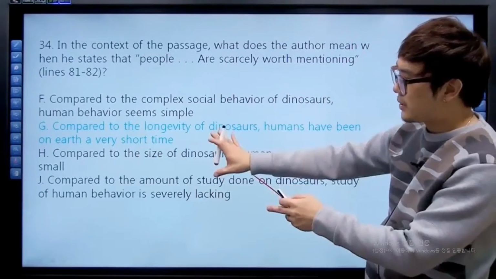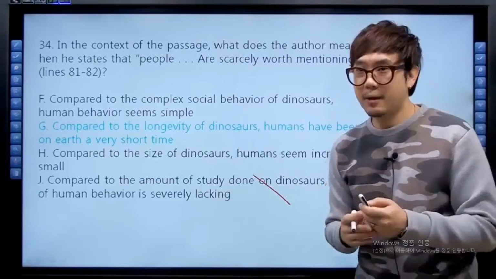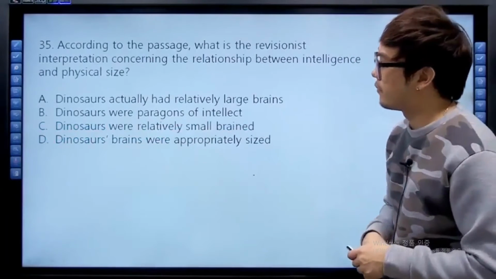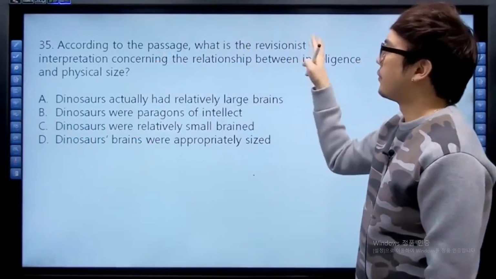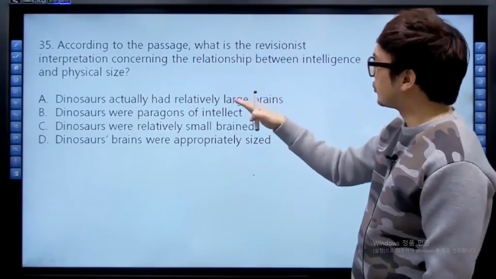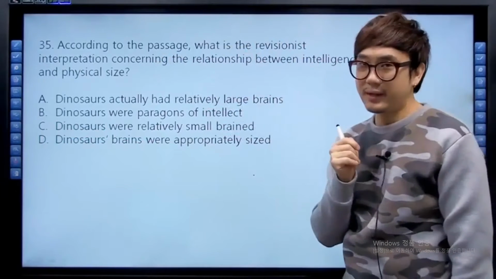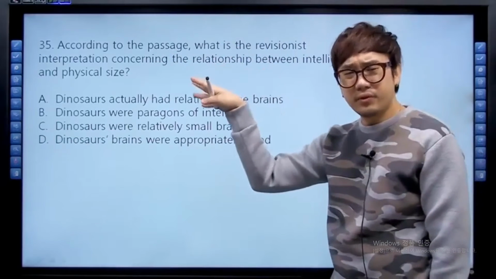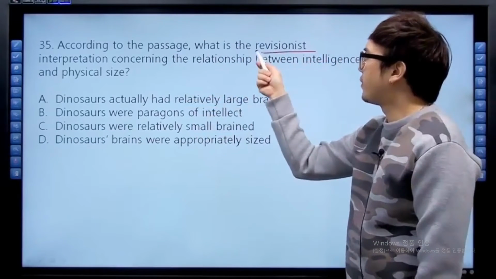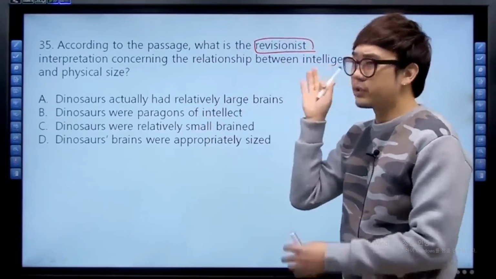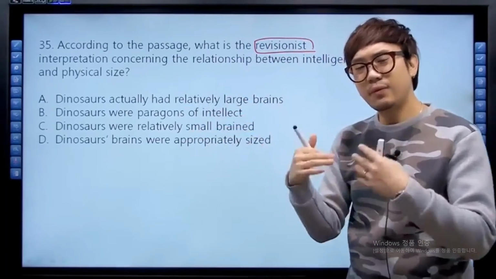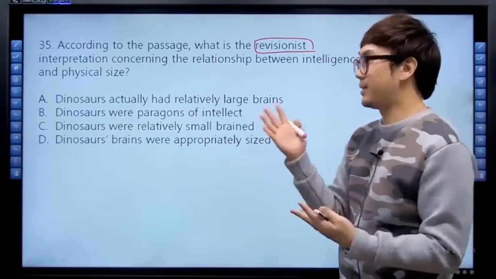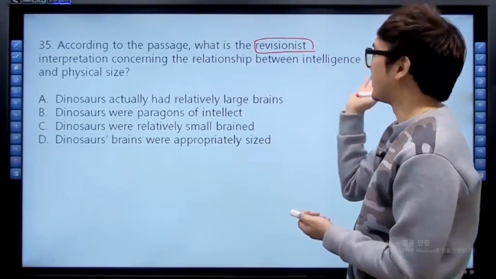Anyways, the answer has to be G. Simple as that. All right, let's move on to the next question, 35. According to the passage, what is the revisionist interpretation concerning the relationship between intelligence and physical size? Now, if you remember, when we were solving questions 32 or 33, we read this part about the revisionist. So let's go back to the revisionist and see what we can say about the body size and the intelligence.